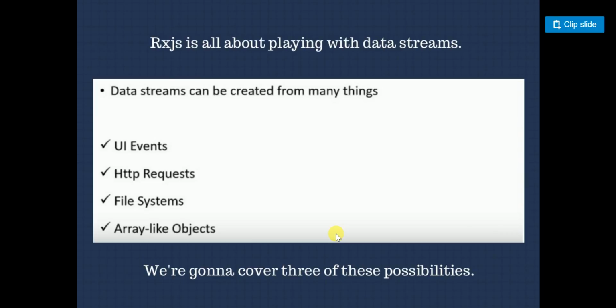Fine. And let's talk about the fundamental concepts here. RxJS is all about playing with data streams. What's a data stream? It can be created from many things: UI events, HTTP requests, file systems, and array-like objects. We're not going to cover file systems, but we're going to cover three of these events of how exactly data streams are created.